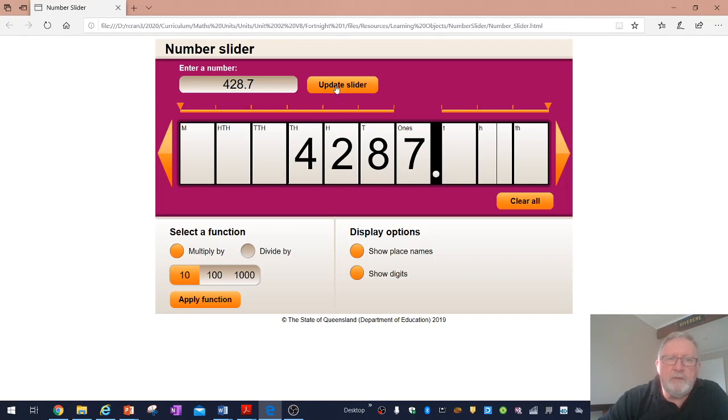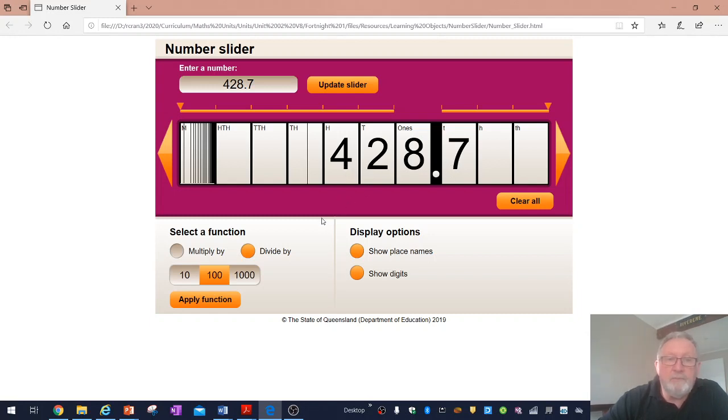If I update my slider again, it will go back to my number that I started with. Multiplying it by 100, what do you think is going to happen? You should have just told me that it would move 2 places. So the 4 will move up 2 places, as will the 2, as will the 8, as will the 7. Notice that 4, 2, 8 and 7 are all side by side. If I do the opposite, divide by 100, they're all still beside each other. 4, 2, 8, 7. That's still the same order.